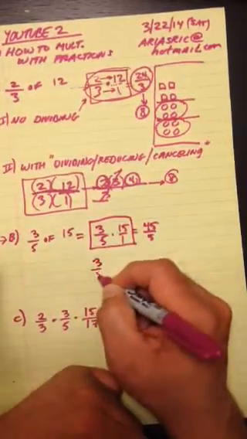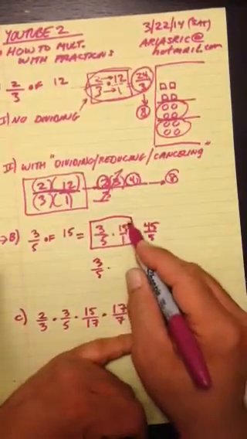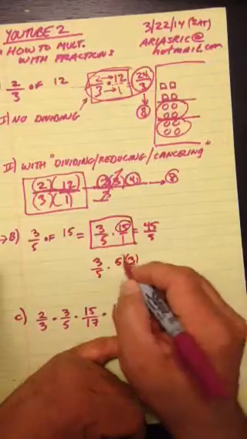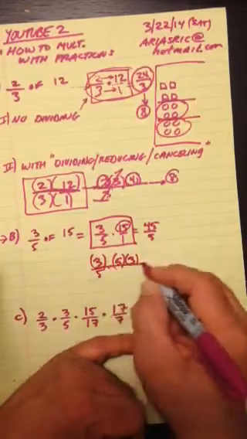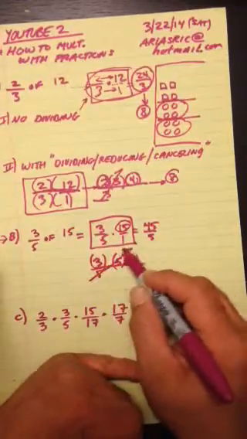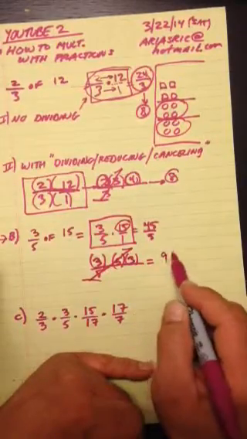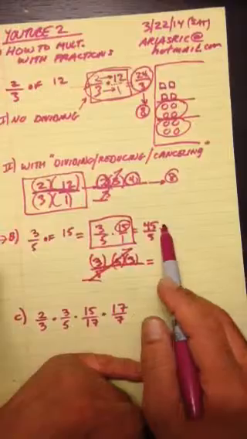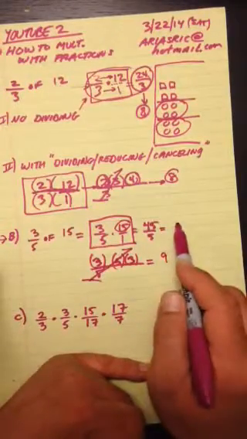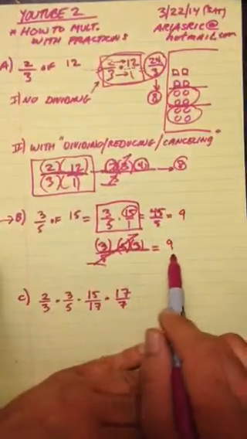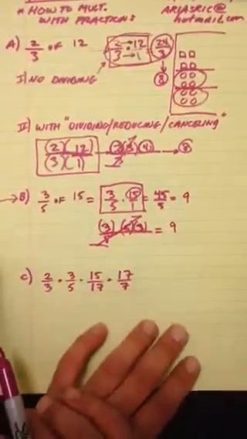So I'll rewrite it down here. 3/5 times 15. I'm going to break the 15 up into a 5 times 3. And then this 5 and this 5 create a fancy form of 1. And now 3 times 3 is 9. The same thing we would have gotten if we did 45 divided by 5. So we know that 3/5 of 15 has a final answer of 9.